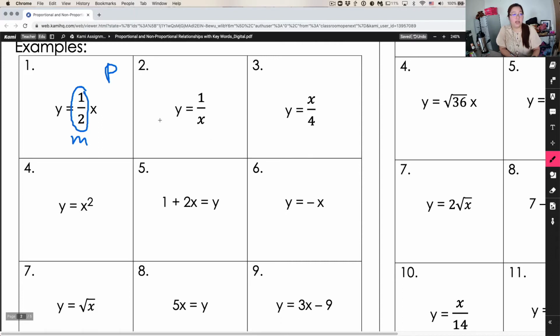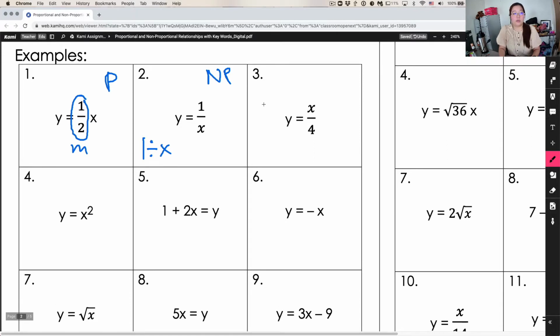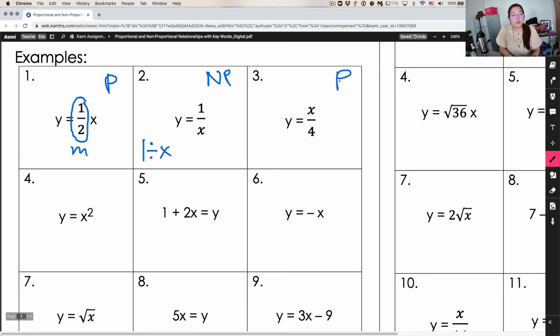Number 2, y equals 1 divided by x. So this is 1 over x, that's 1 divided by x. This is not multiplication, so this is non-proportional. Okay, now 2 is different from 3. You can see in number 2, x is in the denominator, it's on the bottom. Number 3, x is in the numerator, that means it's on the top. So number 3 is actually proportional. Here's the reason why. This is one of those ones with a hidden fraction. Remember, when you have a variable that's by itself like this, there's actually a hidden number 1 in front of it, because this is a 1x.